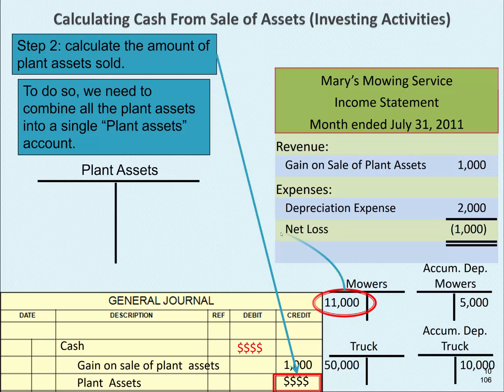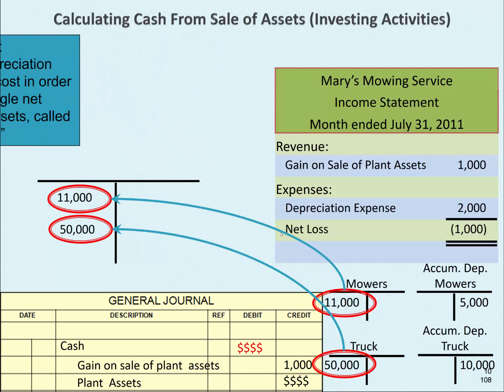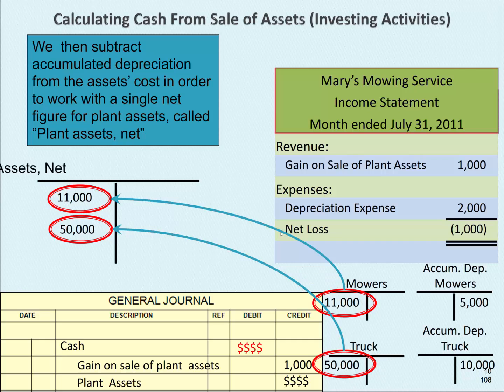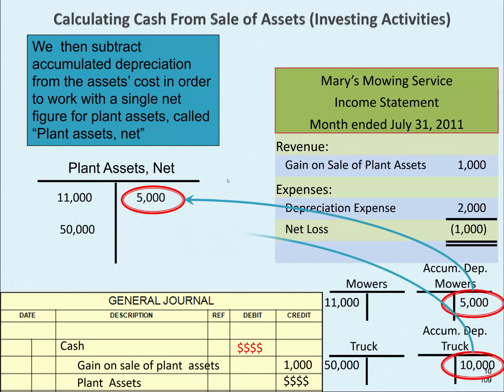So we're going to take the mowers, place that on the left. We're going to take our truck, place that on the left. We're going to take our accumulated depreciation on the mowers and place it on the right. Why? Because this account is called plant assets net. It's net of the accumulated depreciation. And we also need to move over our accumulated depreciation on the truck.